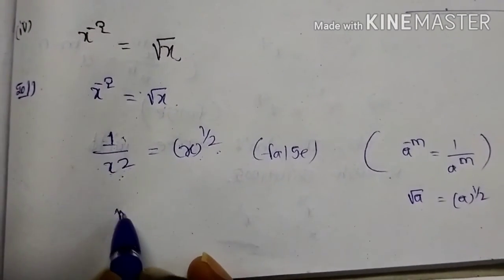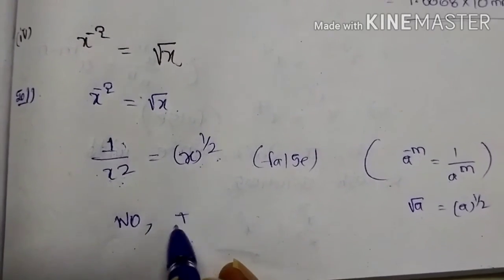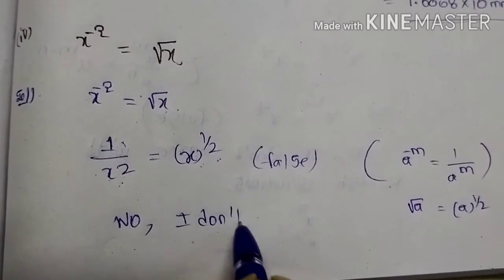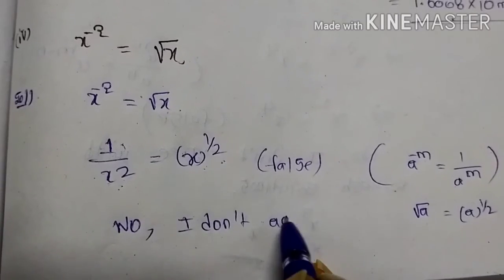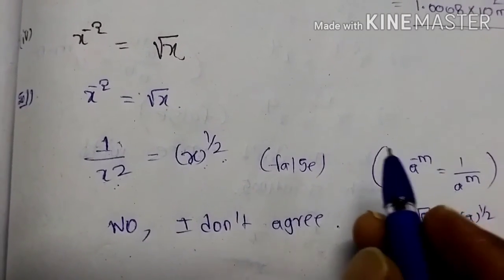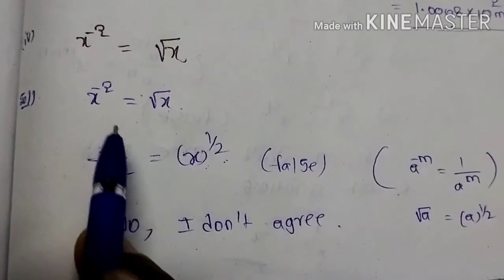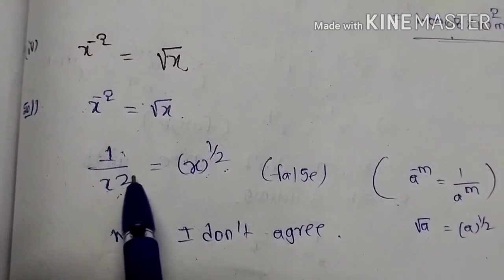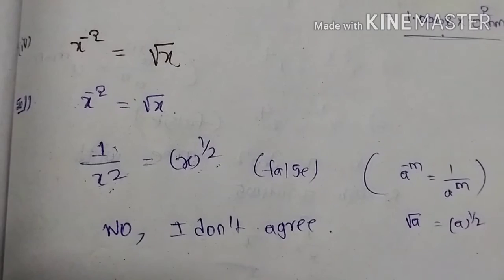You can write here no. I don't agree with Rakesh's solution. It means here x to the power minus 2 is equal to how much? 1 by x square only is your answer.